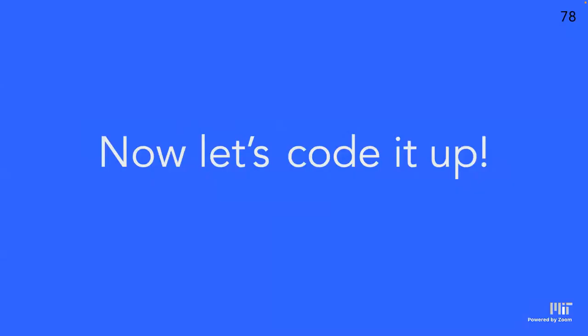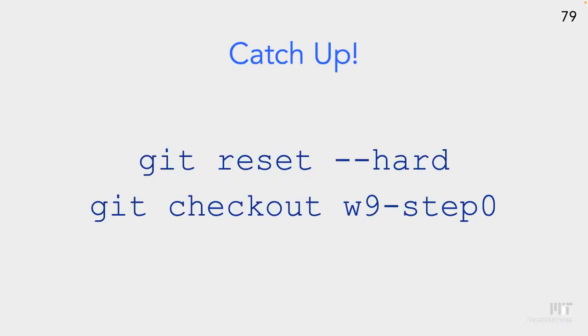All right, so now let's code it up. And if you want to catch up to where we are, git reset --hard, git checkout of the W9 step 0, and we will get rolling.